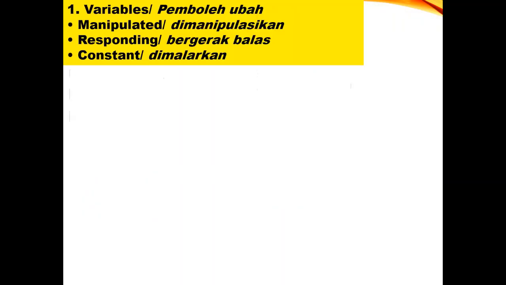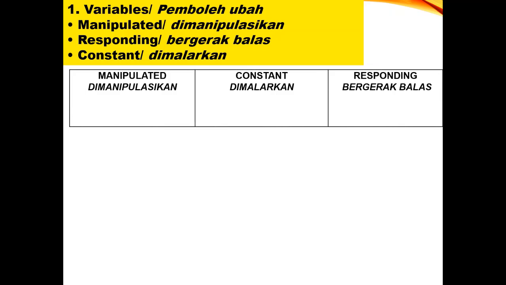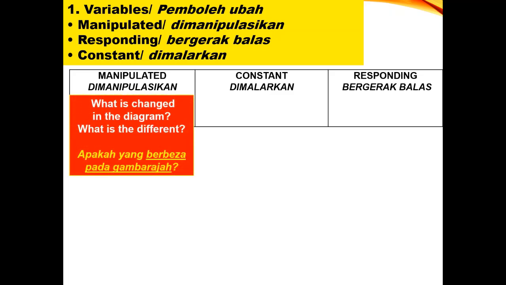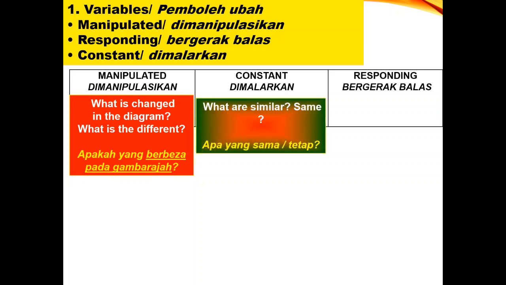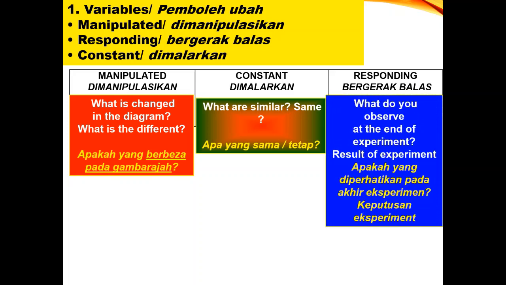For the 3 variables here, manipulated, responding, and constant variable, how do we differentiate between them? For the manipulated variable, usually we find out what is the difference or what is the change in the diagram. Usually the question will give you 2 diagrams, so you find out the difference between the 2 diagrams. For the constant variable, usually we find out the similarity, what are the same types of apparatus they are using. And the responding variable usually refers to the result of the experiment. What do you observe at the end of the experiment?